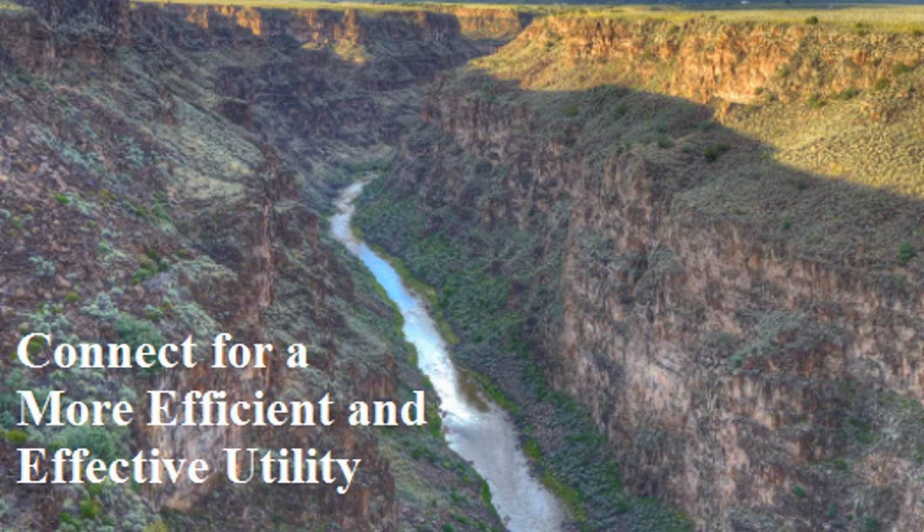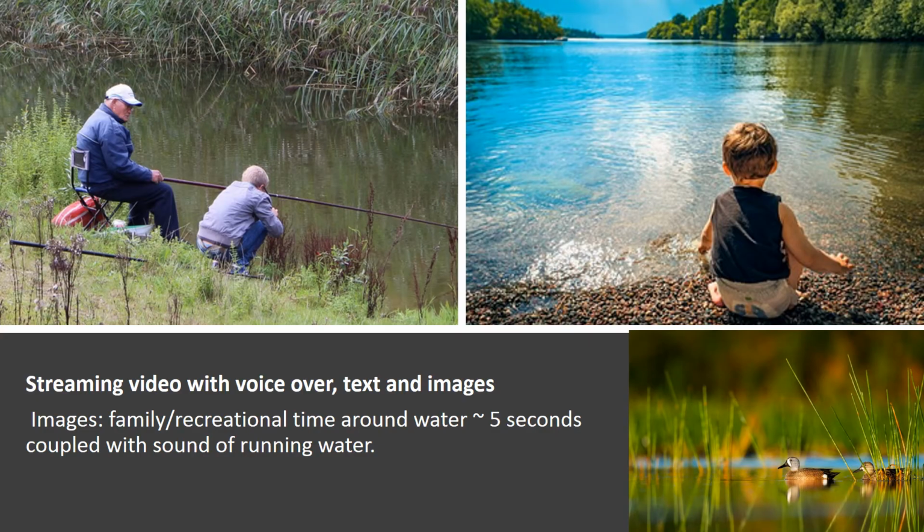The scene of the Rio Grande River begins. Connect for a more efficient and effective utility. This picture shows the fragility of water in the desert. Next, transitions will be made with pictures showing family members near water sources and recreational pictures. Water will be running in the background.